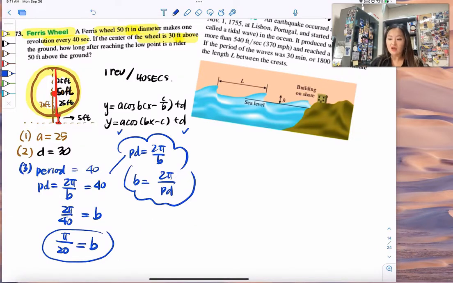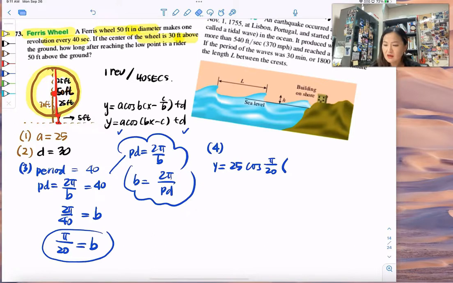Let's go to a fourth, start writing an equation. y is equal to amplitude, 25, cosine, our b is pi over 20. We have this so far. And then we have our pi over 20.